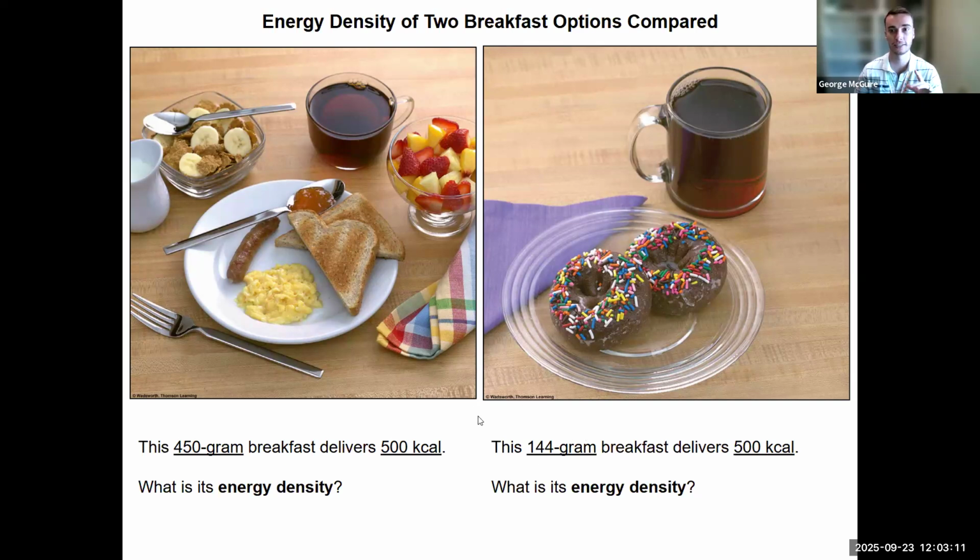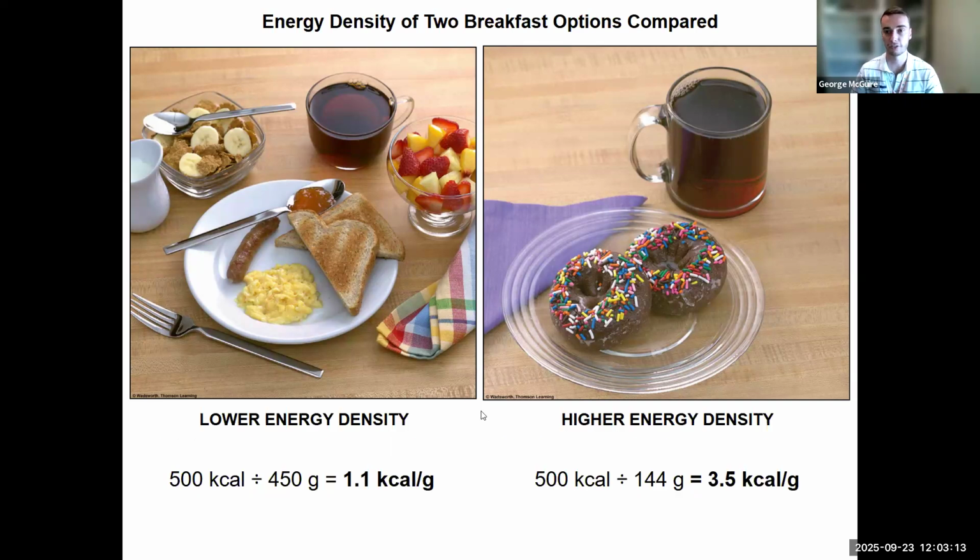So pause. And hopefully from your calculations, you got an energy density of 1.1 kilocalories per gram for this meal on the left, and an energy density of 3.5 kilocalories per gram for this meal on the right. And that simply means that you can eat less food.